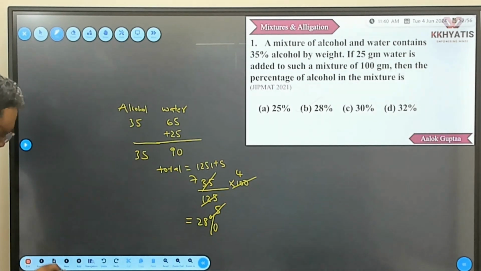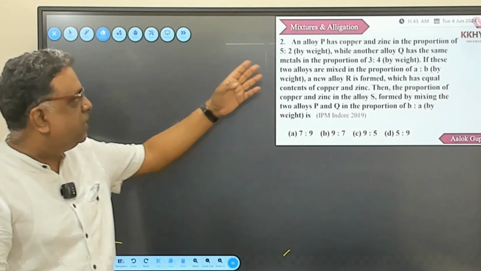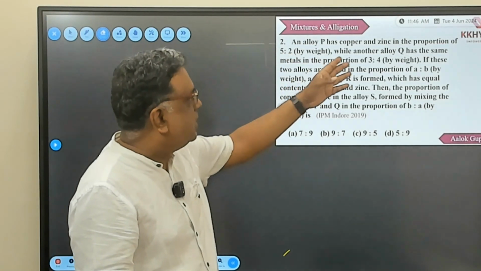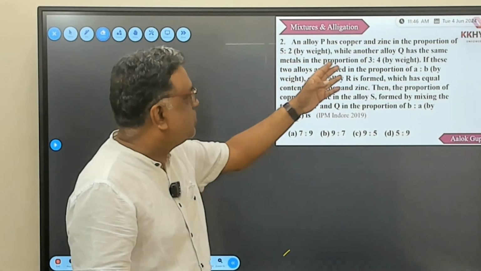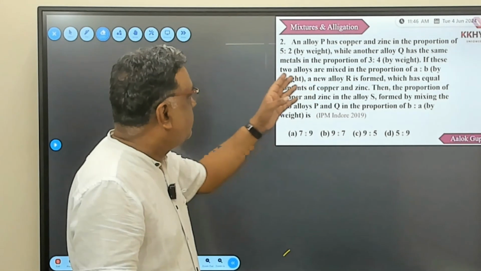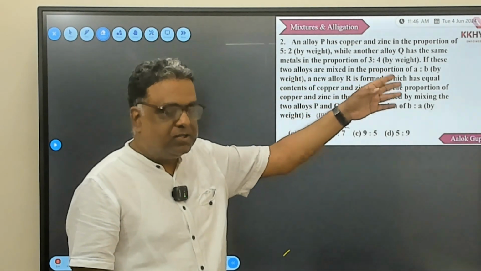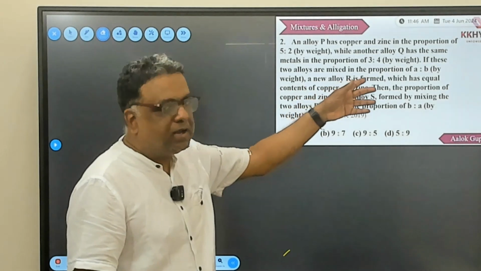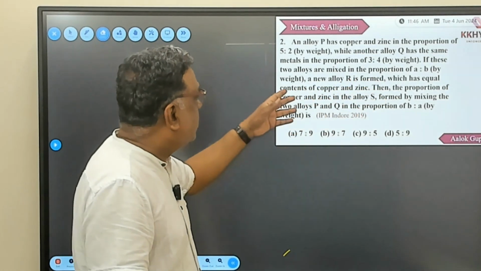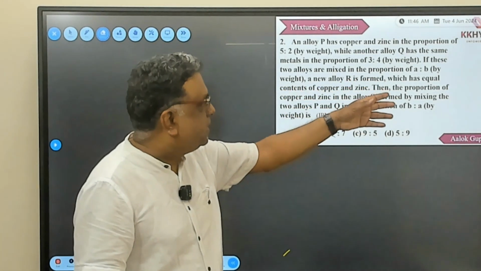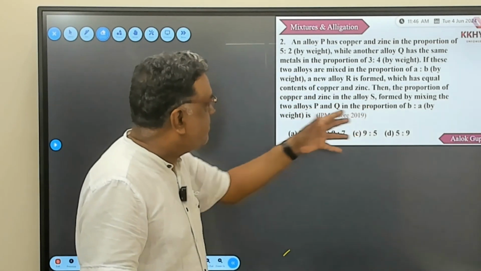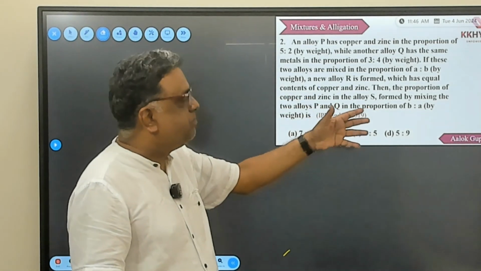Clear? So the next sum goes like this. An alloy P has copper and zinc in the proportion of 5:2 by weight, while another alloy Q has the same metals in the proportion 3:4 by weight. If these two alloys are mixed in the proportion A:B, a new alloy R is formed, which has equal contents of copper and zinc. Then what is the proportion of copper and zinc in the alloy S formed by mixing two alloys P and Q in the proportion B:A?